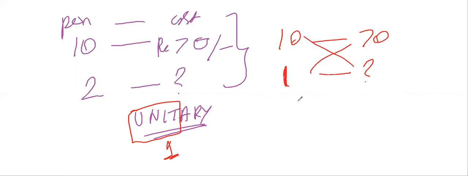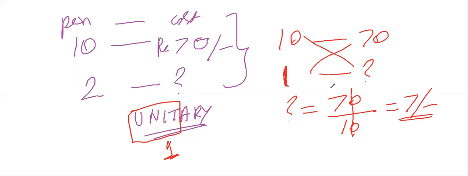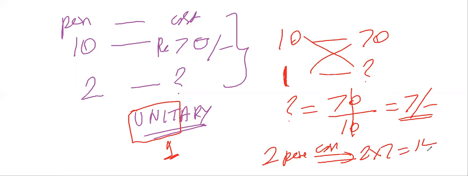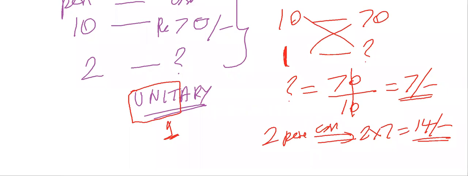So cross multiply. Question mark is equal to 70 divided by 10, the 0 cancels. That is 7 rupees. So 1 pen costs 7 rupees. So 2 pens will cost 2 into 7, that is 14 rupees. Correct. So this is what is called the unitary method. Got it? Now, next.